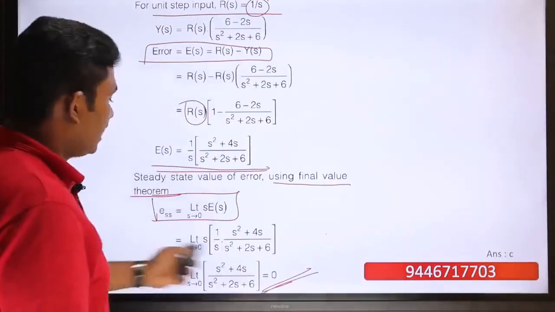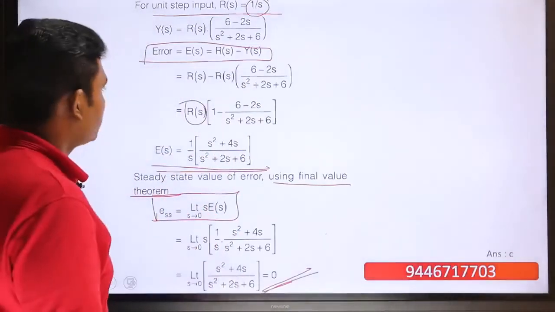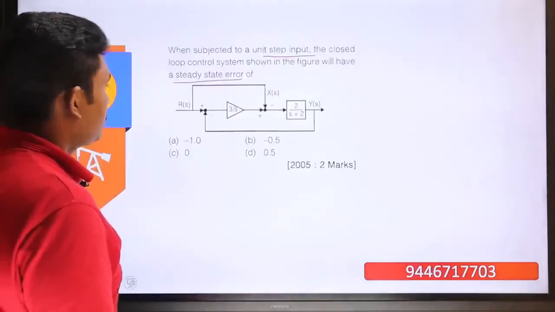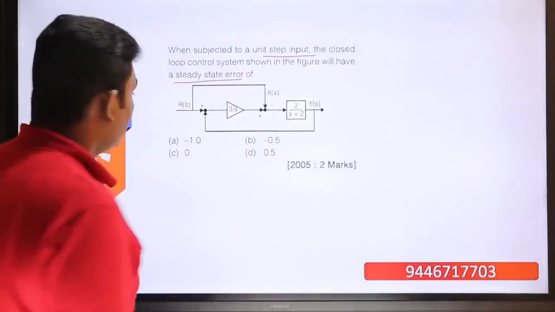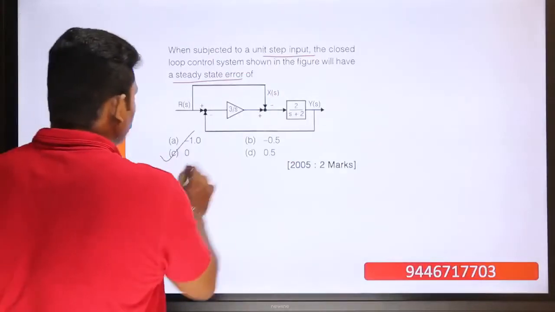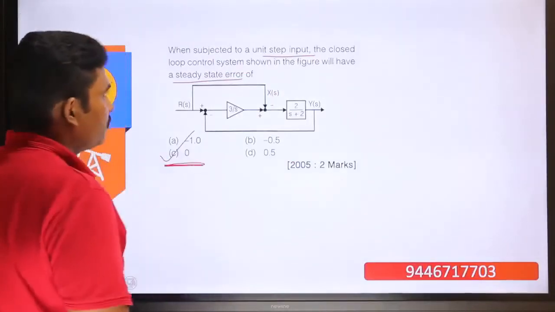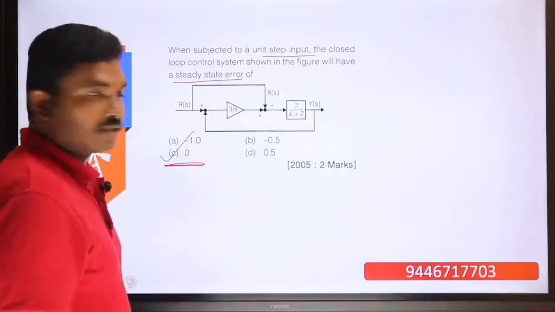So what is the answer for our steady state error? The answer for steady state error is 0. It's a 2-mark question, hence it's a lengthy question, and our answer is option C, 0. So for the given system, our steady state error is equal to 0.